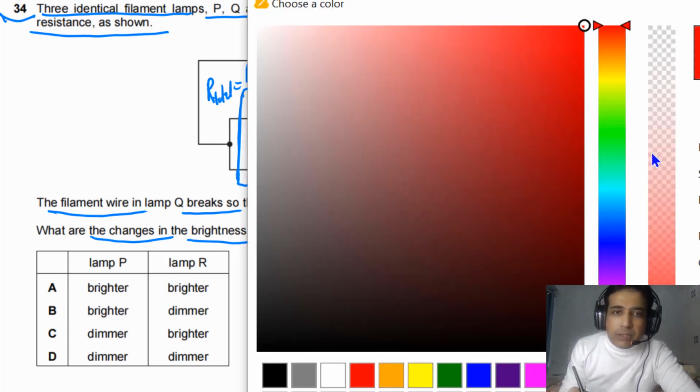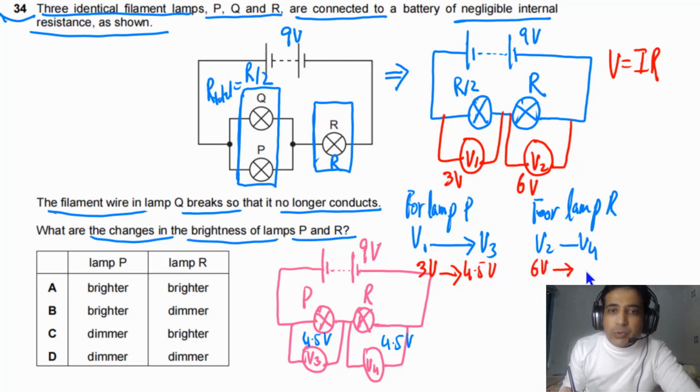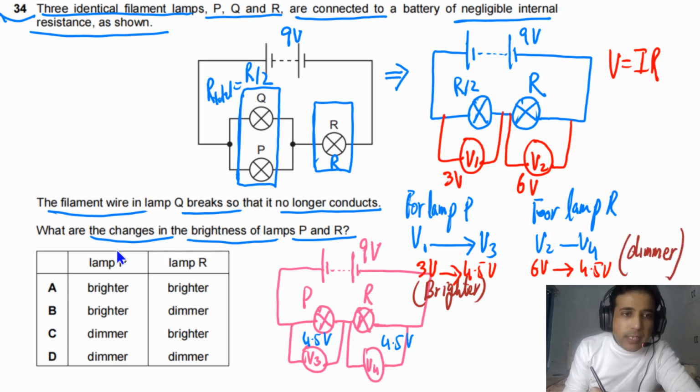So you can see here in this case, we have first of all 3 volts. It increases to 4.5 volts. But in this case, we have 6 volts. It decreases to 4.5 volts. So simply you will say in this case this lamp will get brighter and this one will get dimmer. Lamp P gets brighter and R gets dimmer, so the answer for this question is A.